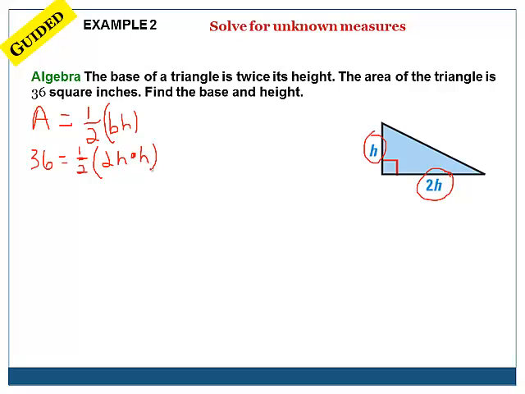Let's go through and solve this. What I'm going to do first is bring down my 36 and my 1/2. I want to multiply inside of the parentheses, so that's going to give me 2h squared. We can distribute our 1/2, which is going to give us h squared.